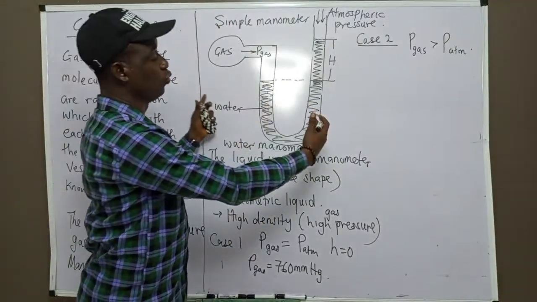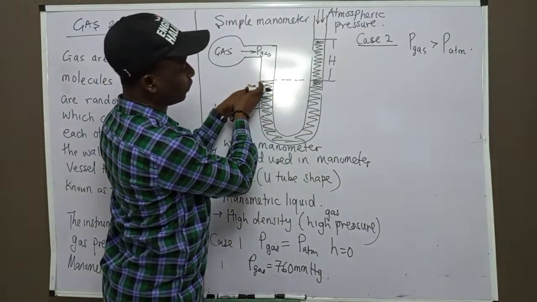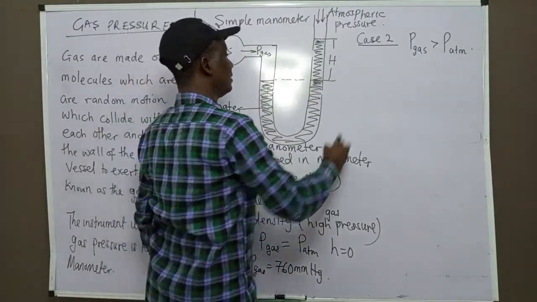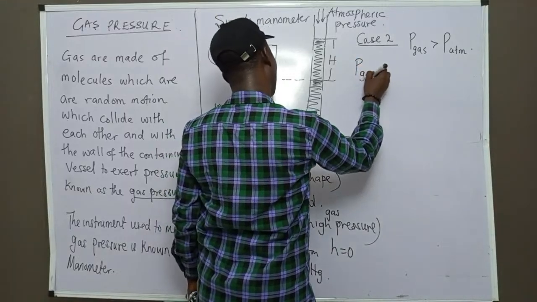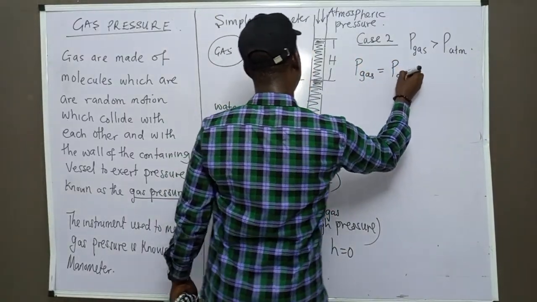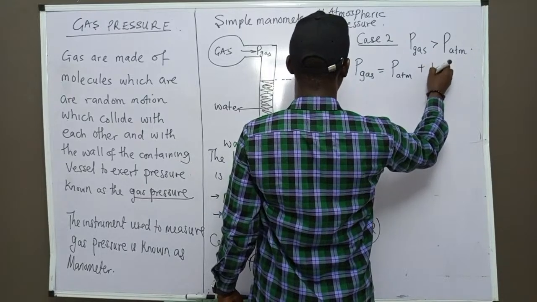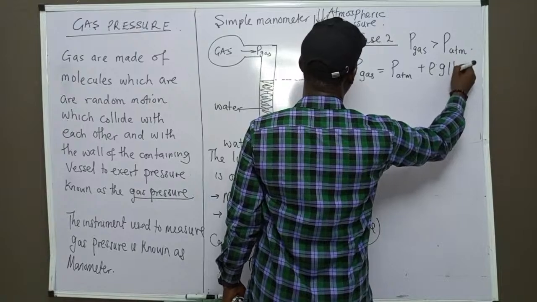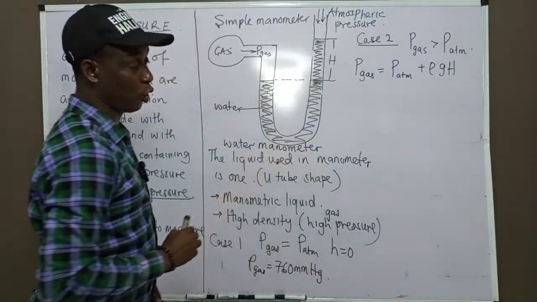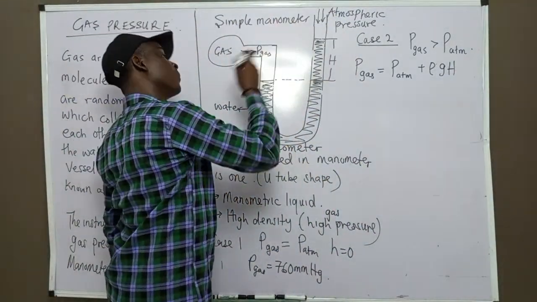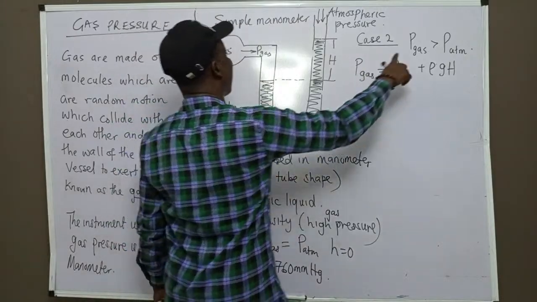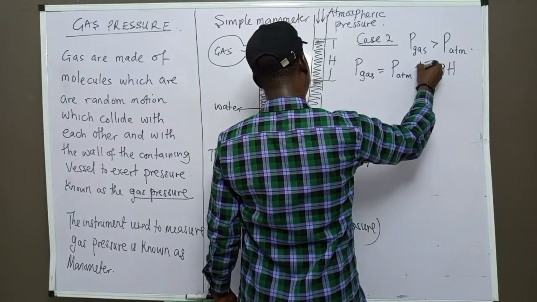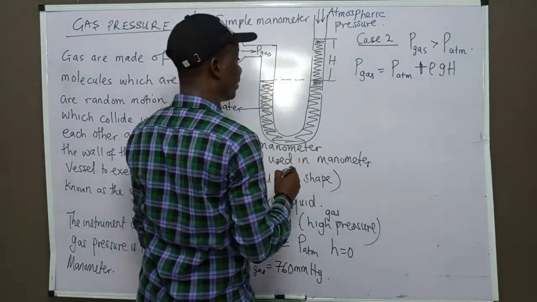On the U-tube, there are two sides. The side of the gas will now be lower than the height on the side of the atmosphere. That means the gas pressure becomes the atmospheric pressure plus the pressure due to the height that has been created. Don't forget that we use plus because it was higher. Anytime gas pressure is higher than atmospheric pressure, addition is what we consider. Please, it is very, very important to know that.